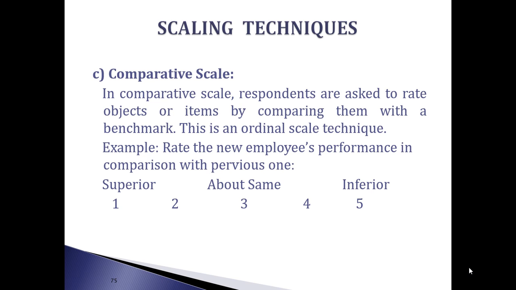Comparative scale. In comparative scale, respondents are asked to rate objects or items by comparing them with a benchmark. This is an ordinal scale technique. For example, rate the new employee's performance in comparison with the previous one, superior to inferior, and a 1 to 5 scaling is given for rating superior to inferior.